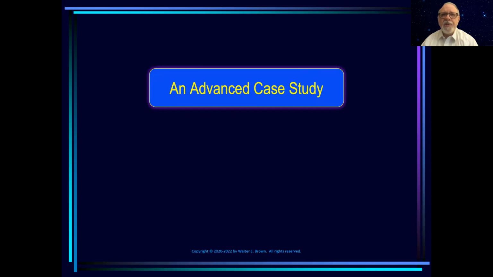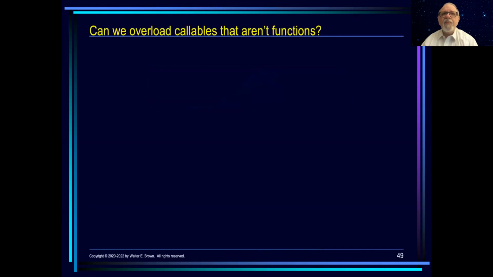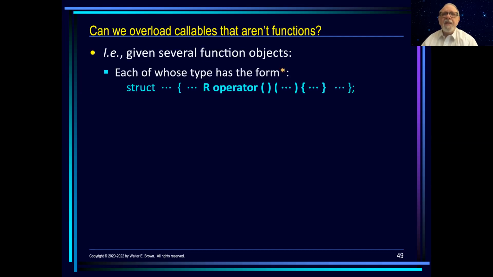As we've learned, and as many of you already knew, I'm sure, overloading involves functions. But we also have other entities in C++ that are callable. Can we overload callables that aren't functions? In other words, if I have a number of function objects, and each of them has a type that has this form, namely, they all have a call operator.